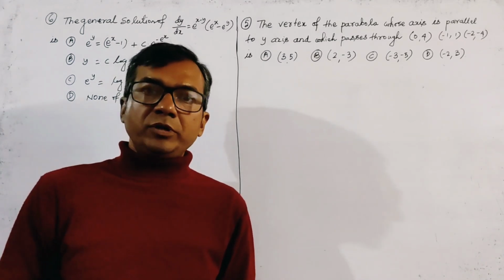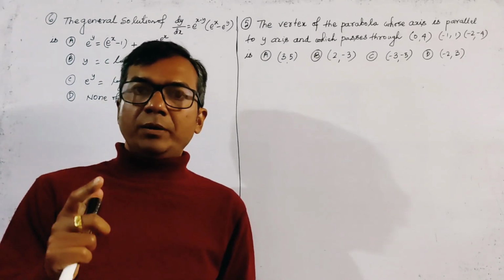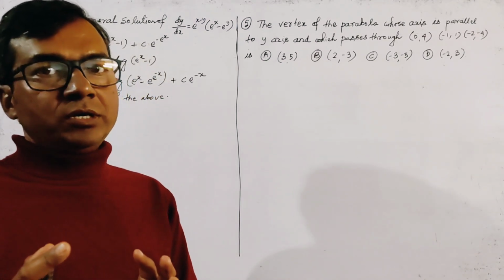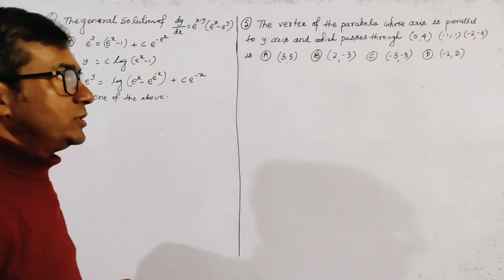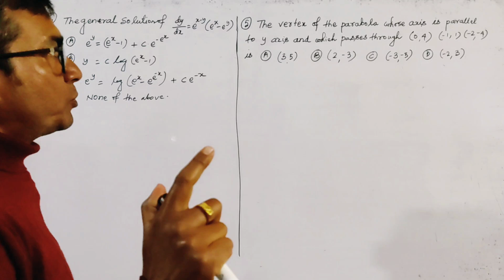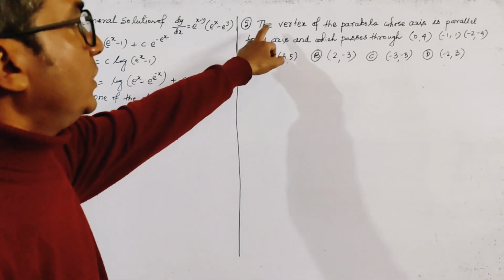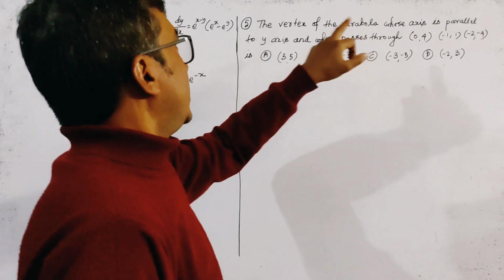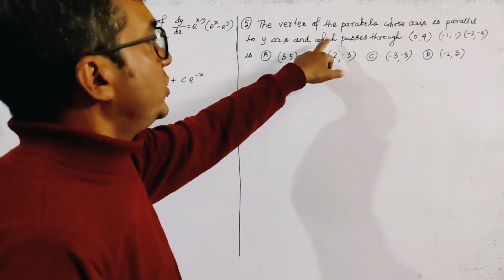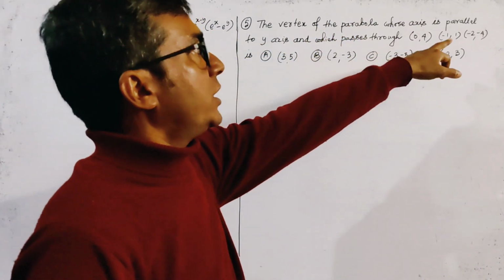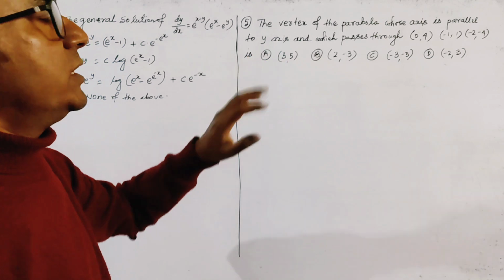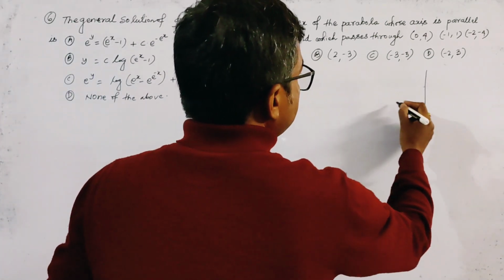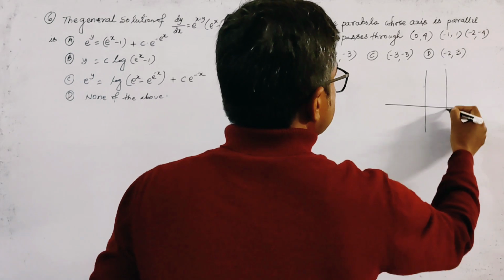MCQ type problem from the previous year paper of the WBPSC assistant master recruitment. Okay, problem number 5. Find the vertex of the parabola whose axis is parallel to the y-axis and which passes through three given points. We have to find the vertex. So the parabola is of this type.